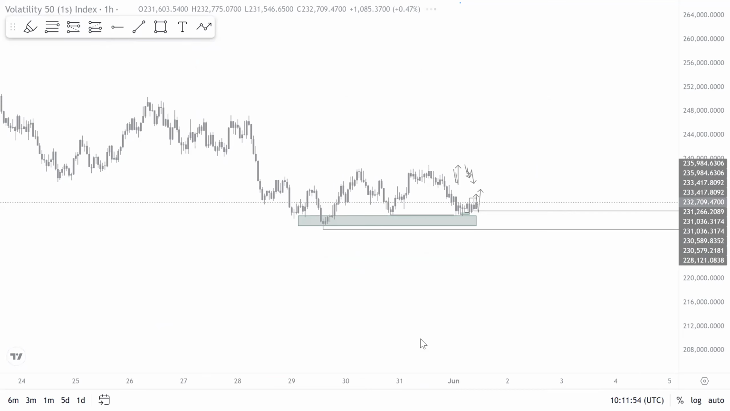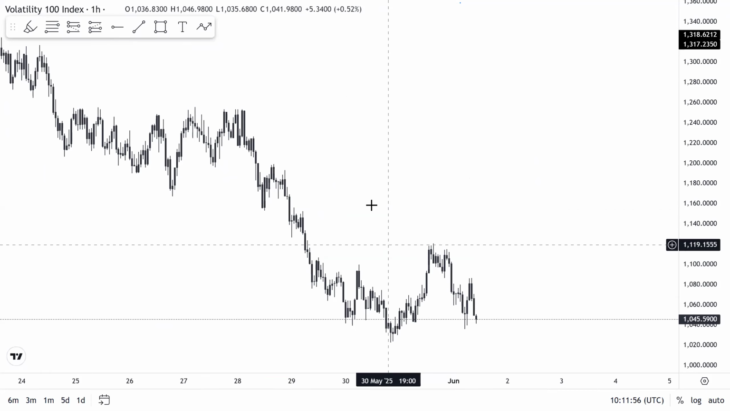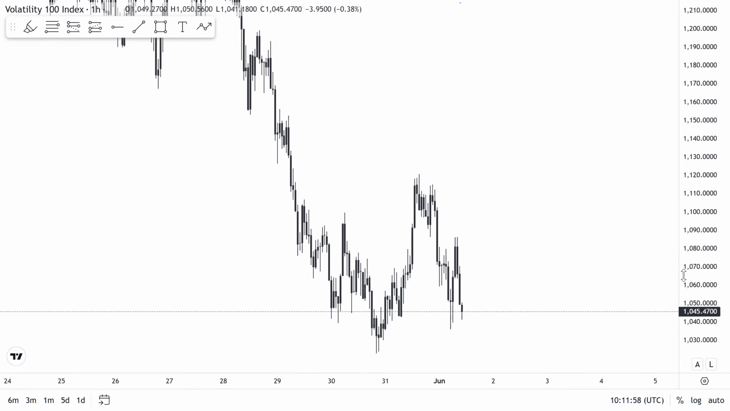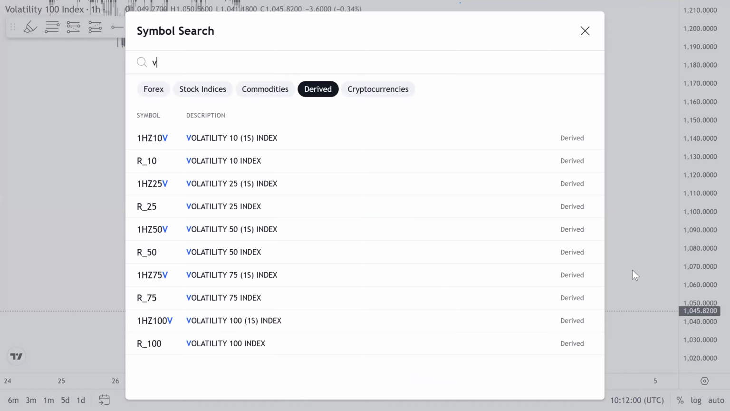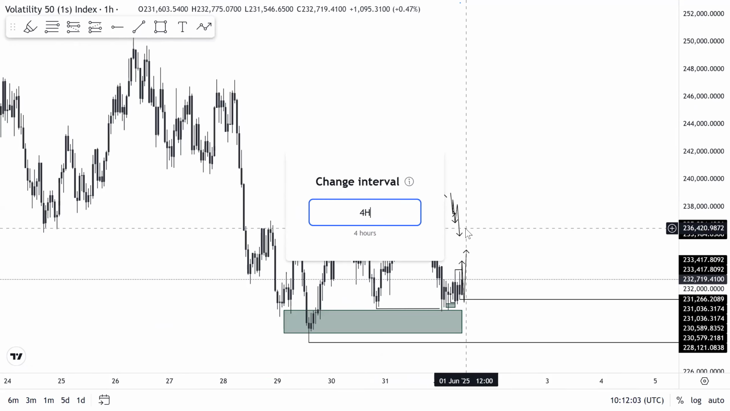So now let's check. Let's just do a tutorial analysis because we don't have much time. Please go back to the 4 hour time frame on this V50s. The 4 hour time frame.